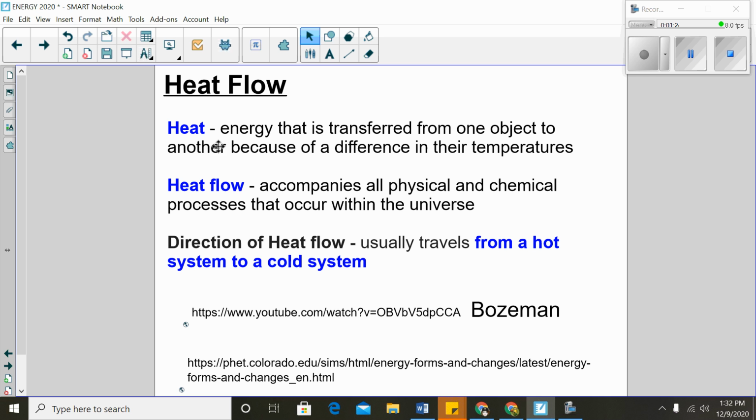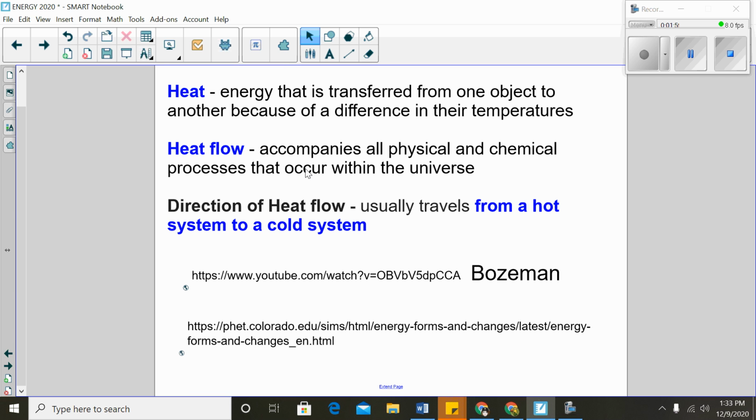Heat flow. So heat is energy that is transferred from one object to another because of a difference in their temperatures. And heat flow usually accompanies all physical and chemical processes that occur within the universe. Now, the direction of that heat flow is usually from a hot system to a cold system. So usually the hot system has more energy and the cold system is trying to acquire that energy. So the heat flow usually travels from a hot system to a cold system.